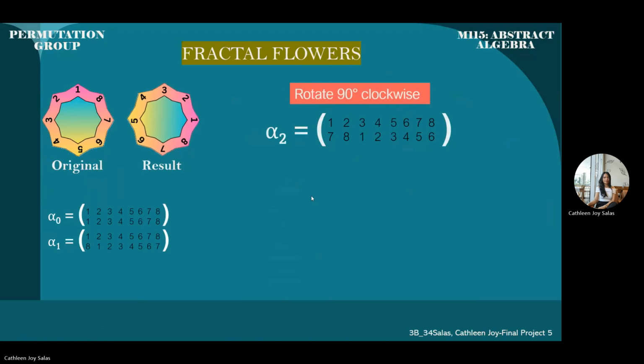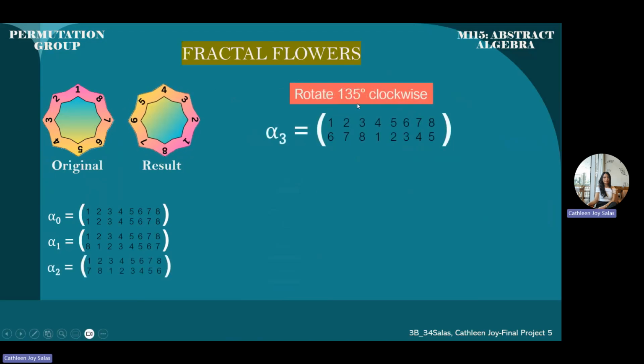Next, for the 135-degree rotation, let alpha sub 3 be the permutation for this group. So we have here 1 is to 6, that's why we have 1 is to 6 here. 2 is to 7, 3 is to 8, 4 is to 1, 5 is to 2, 6 is to 3, 7 is to 4, and 8 is to 5.